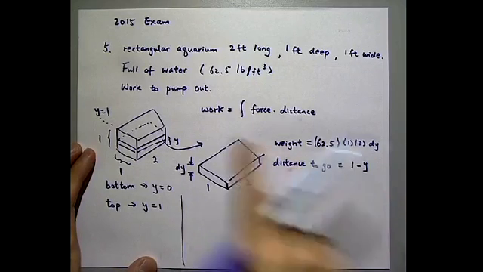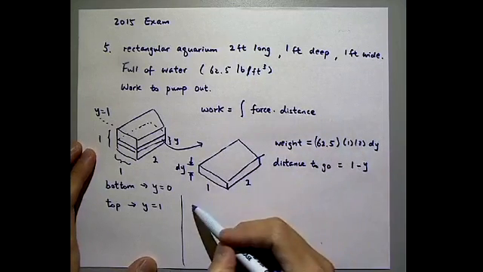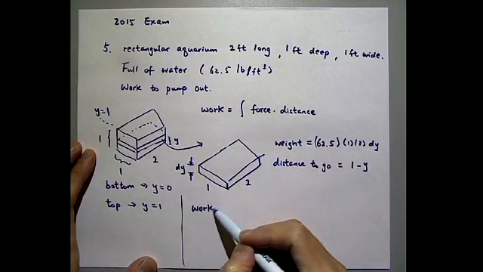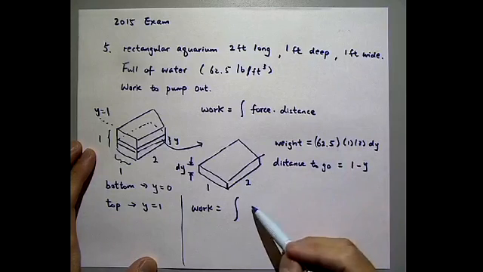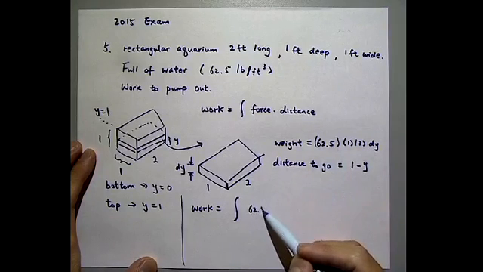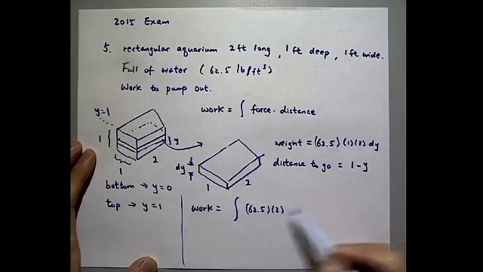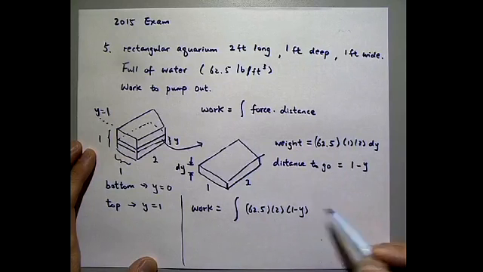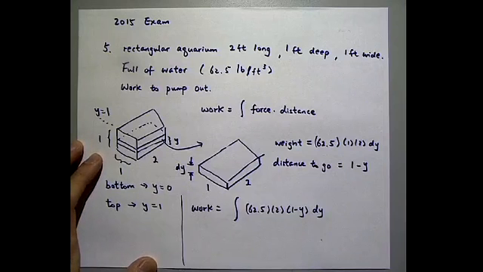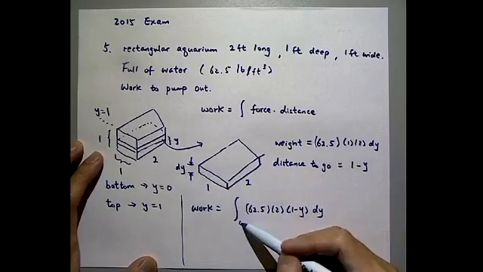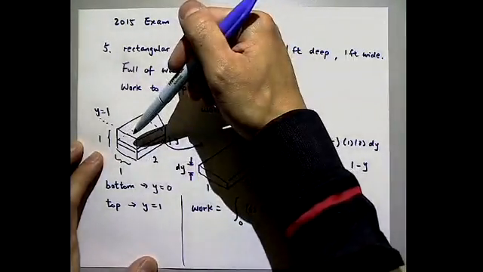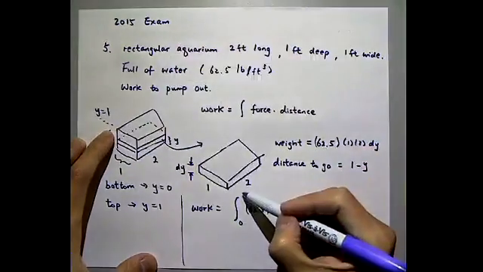All right, now we can do the integration. The work, we integrate that stuff, 62.5 times 2 times (1 minus y) dy. And then the integration limits, we start accumulating at the bottom of the tank when y is equal to 0, and we end at the top of the tank when y is equal to 1.